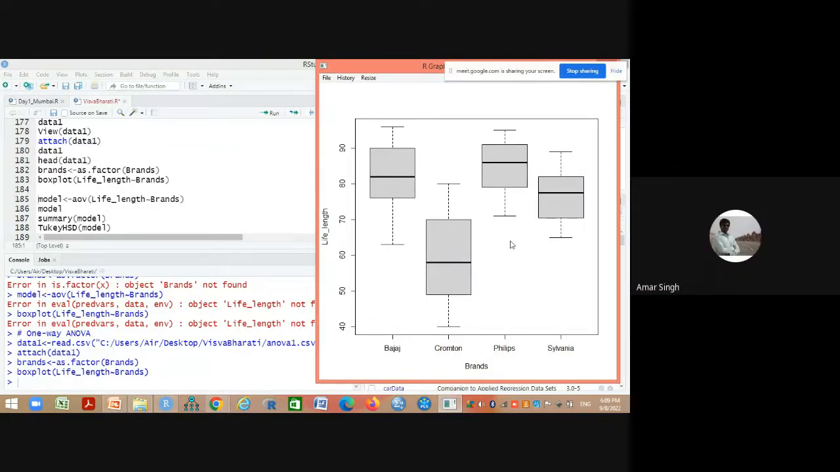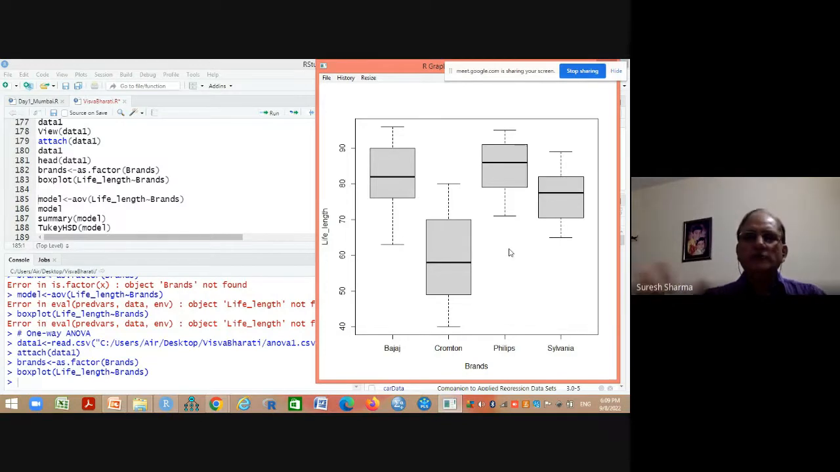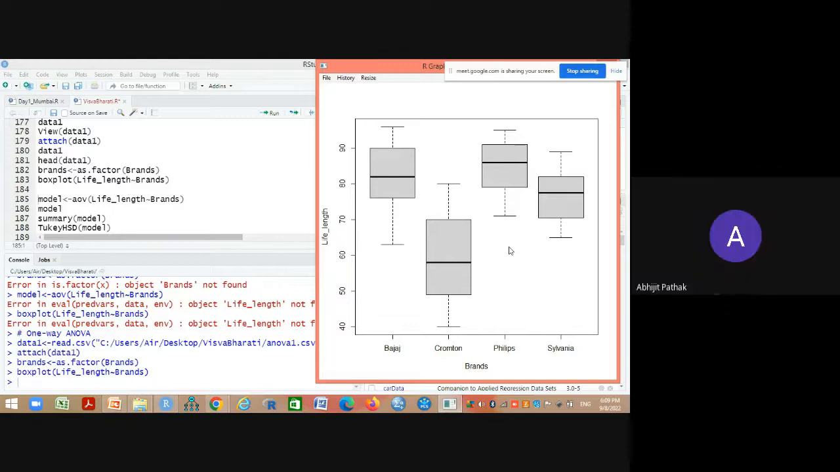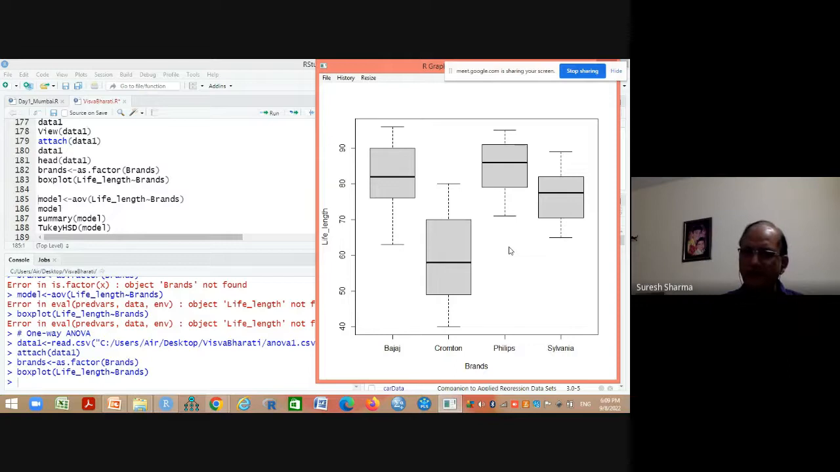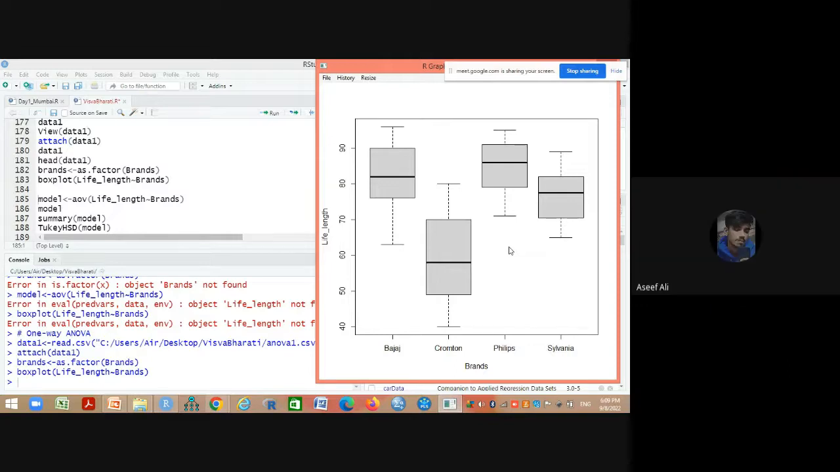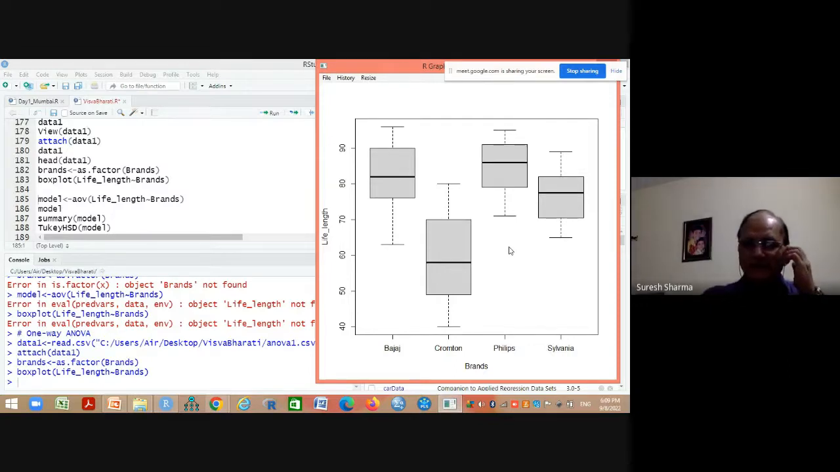If I ask you which brand has the maximum life length from this box plot, just look at the median of each. Philips is the maximum, followed by Bajaj, and again further followed by Sylvania. And the last one is Crompton. But the question still remains whether they have a similar life length or there is a difference.